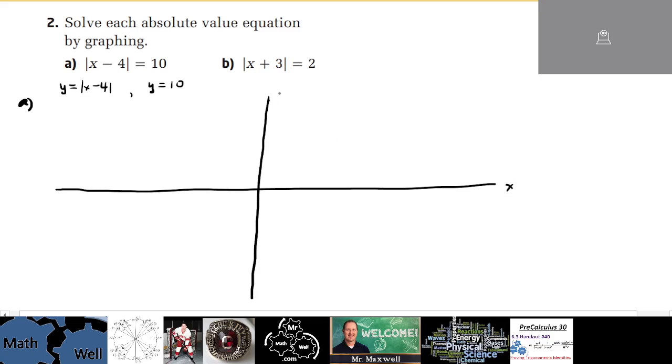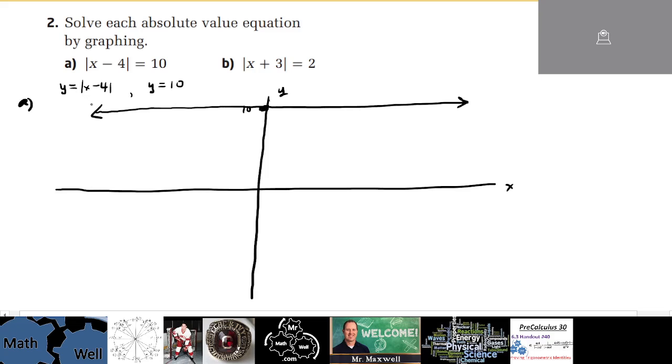So this is x, this is y. So y equals 10. I'm going to set 10 to be here. And I'm just going to make a line. You're going to be a lot neater than me on this tablet, but I'm going to make a straight line going through y equals 10. Okay? So horizontal line, y equals 10. That one's easy.